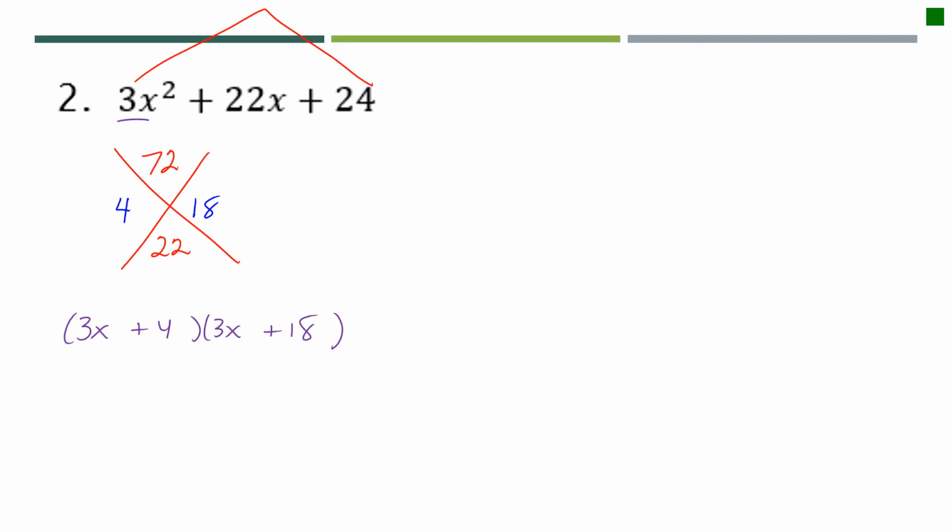Now we need to look for greatest common factors. 3 and 4 do not have any greatest common factor. 3 and 18 have a greatest common factor of 3. That means they can both be divided by 3. So my first factor gets copied down, 3x plus 4. And then my second factor, 3 divided by 3 cancels out, and I just have x. 18 divided by 3 is 6. So this would be your final answer.